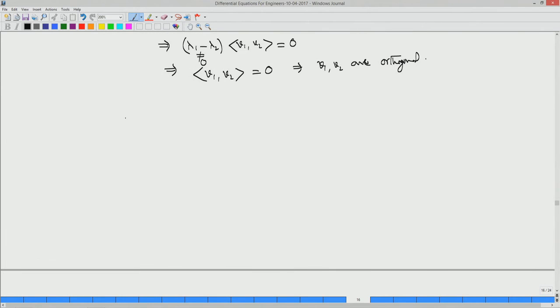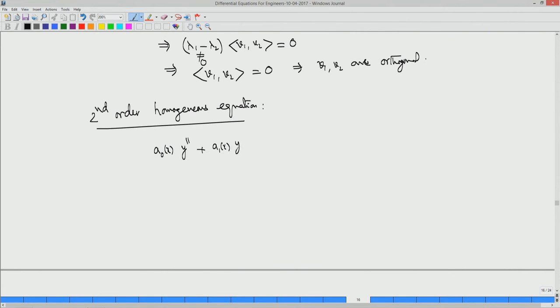We will just take a second order homogeneous equation. Let us start with the second order homogeneous equation, and we will imitate whatever we have. So we have A0(x) y double dash plus A1(x) y dash plus A2(x) y, and then you include some parameter lambda.